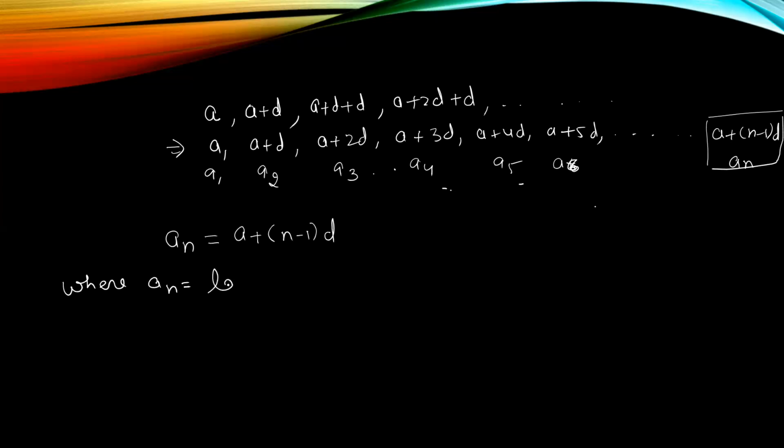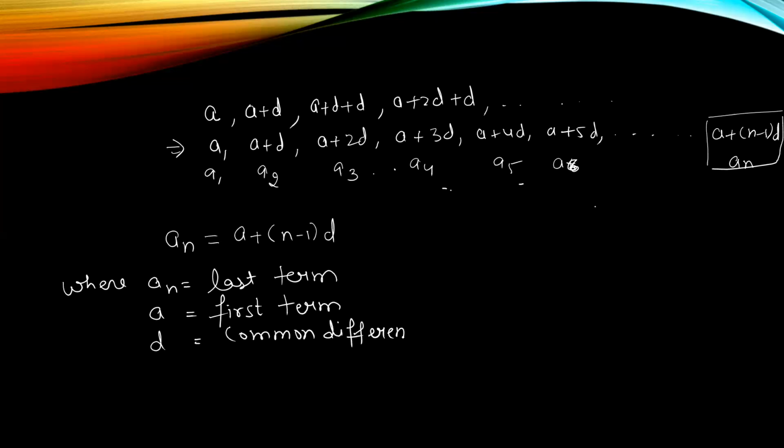an is your last term, a is your first term, d is your common difference, and n is the number of terms.